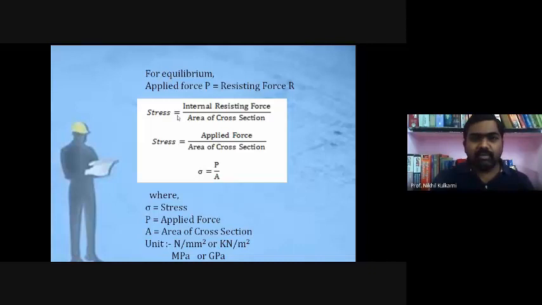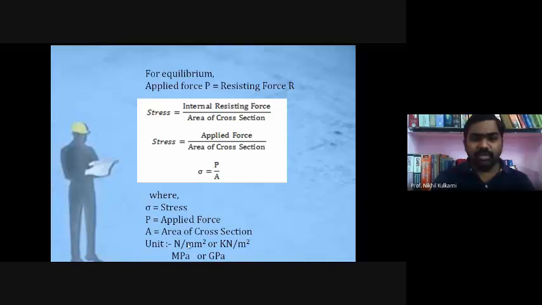Second, the formula for the stress was internal resisting force divided by area of cross section. So the definition was the internal resisting force per unit cross sectional area. Internal resisting force is nothing but the applied force, so applied force divided by cross sectional area. Stress was denoted with the symbol sigma, and sigma is equal to applied force P divided by the area A, where sigma is stress, P is the applied force and A is the area.